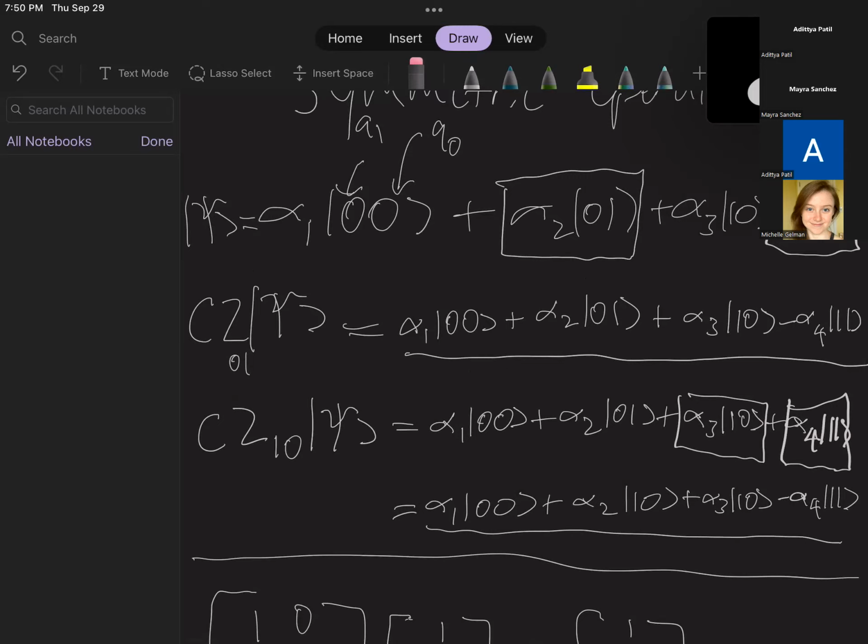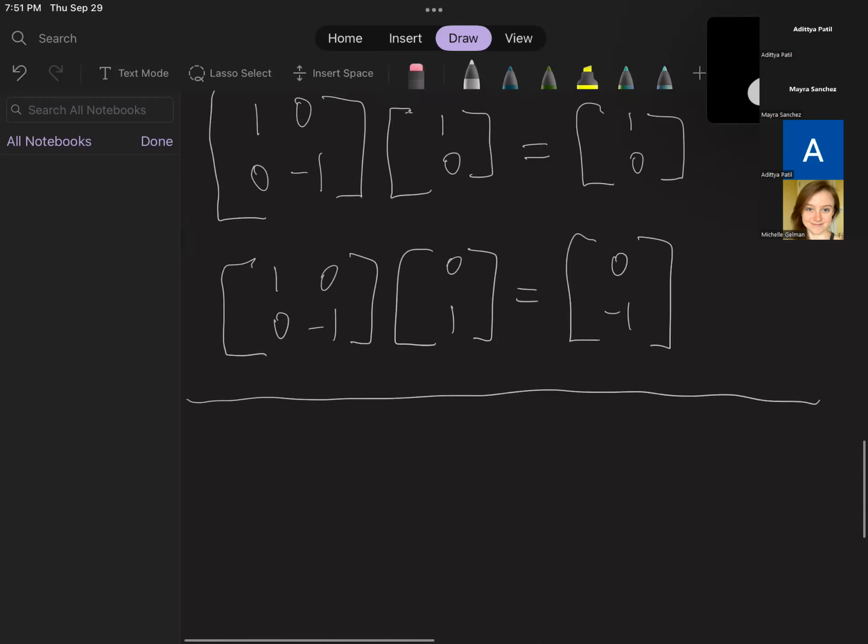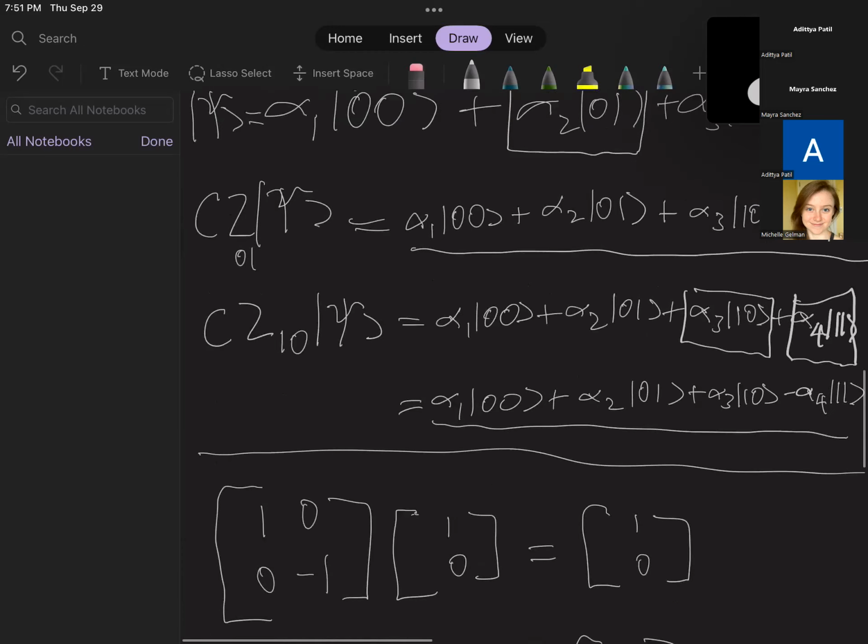And that's why, when you apply a Z gate to the 1 state, this sign flips. Like we saw here, there's a negative phase added, which is why the sign flips, and that's what a Z rotation does on the 1 state.